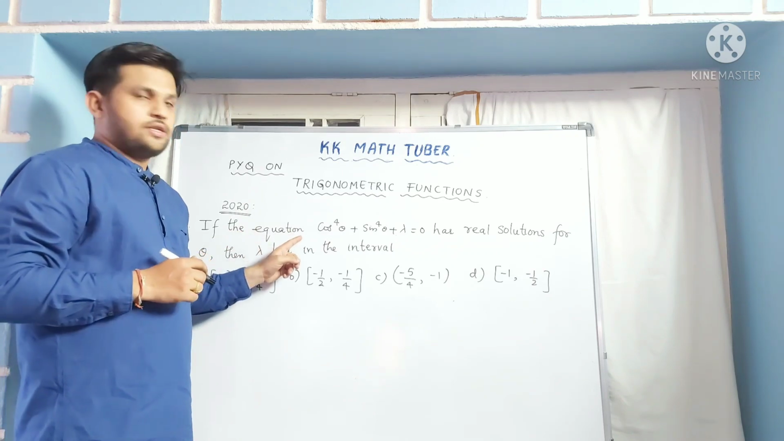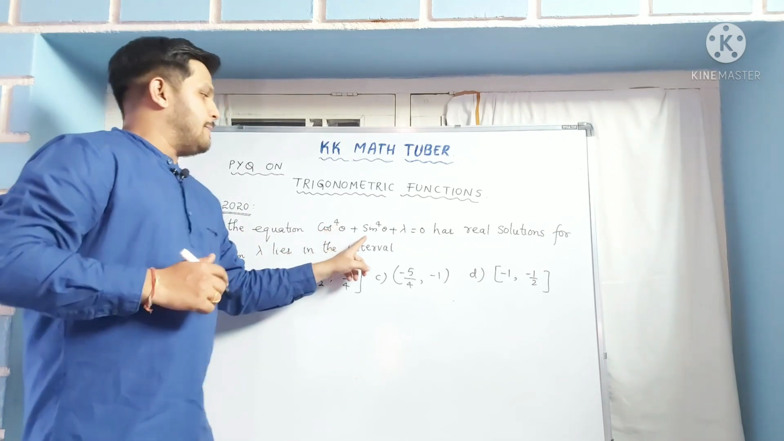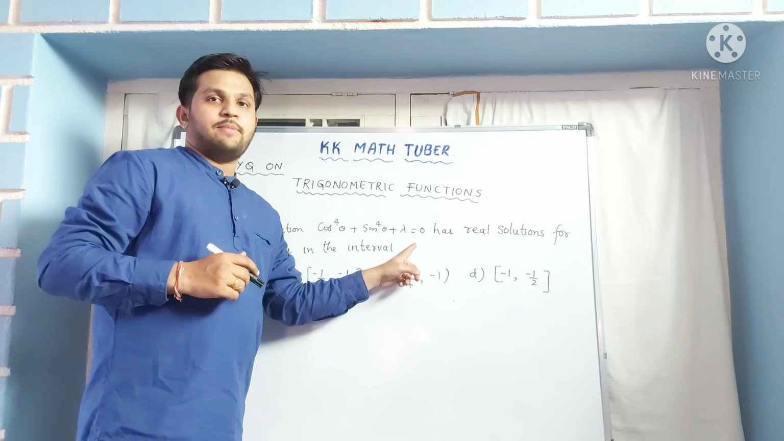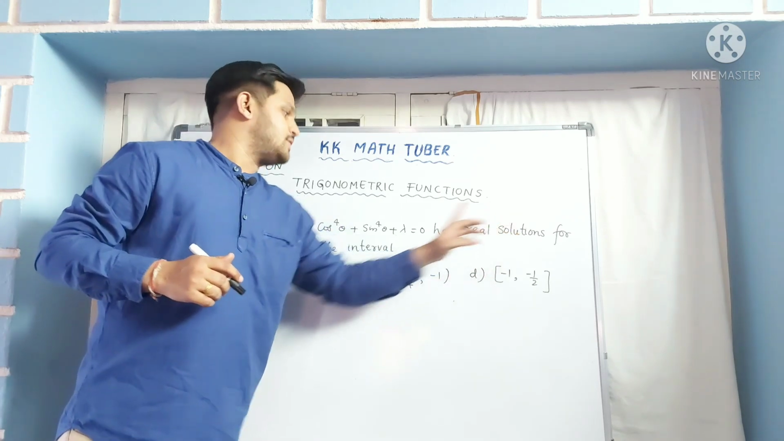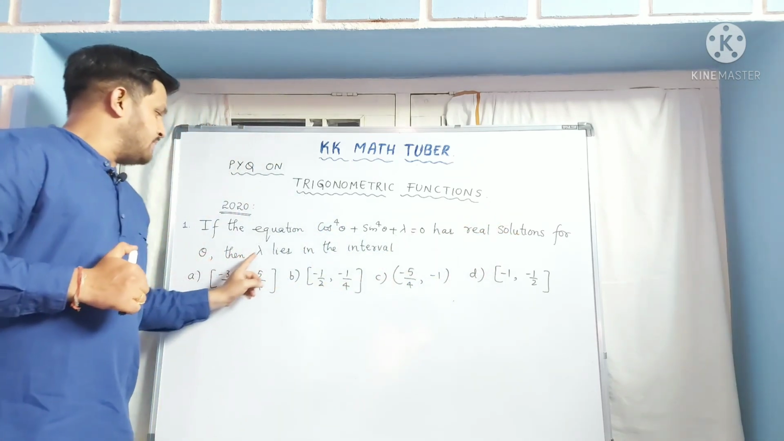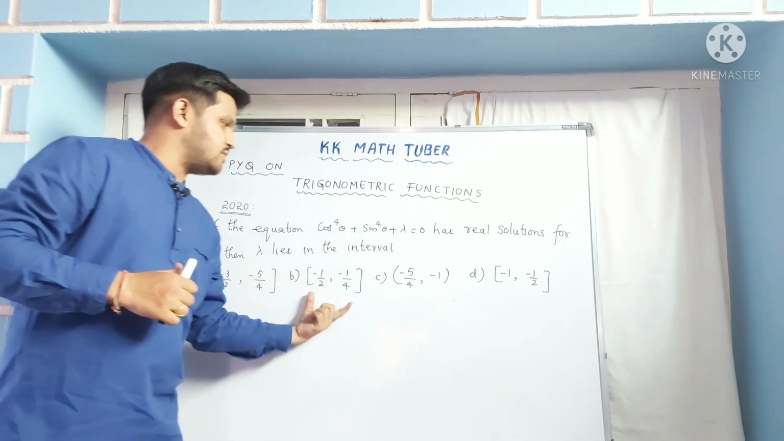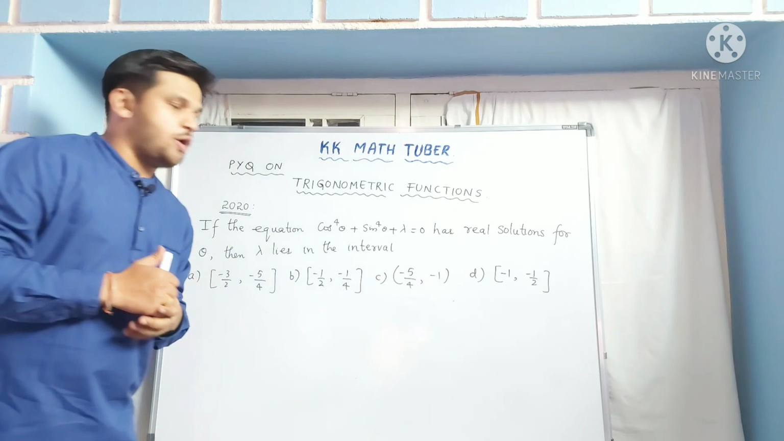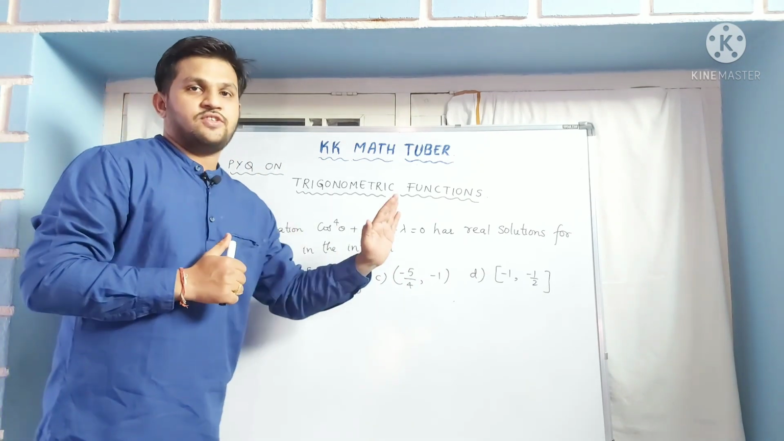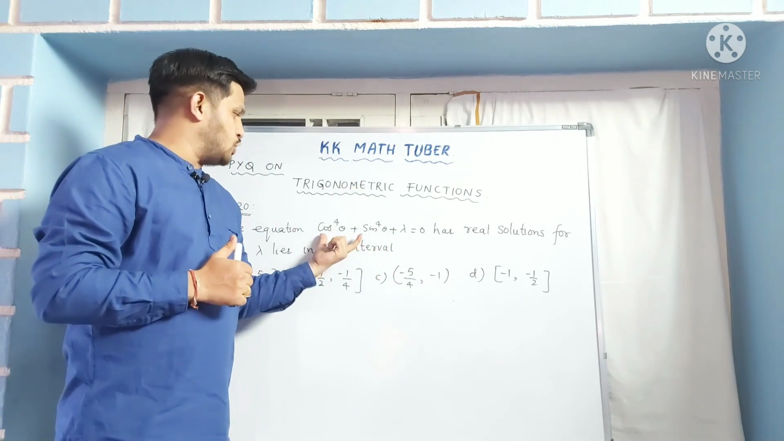If the equation cos theta whole power 4 plus sin theta whole power 4 plus lambda equal to 0 has real solutions for theta, then lambda lies in the interval. In which interval does lambda lie? These are the options, so look at the options. So let's start with the solution of it.